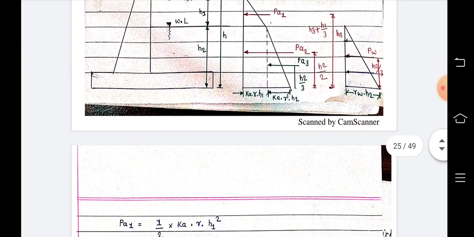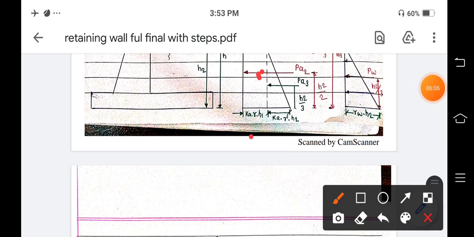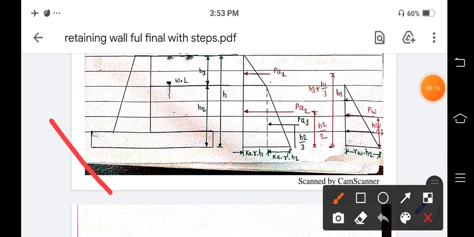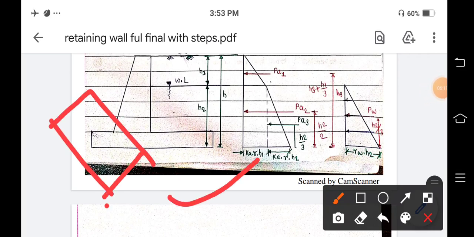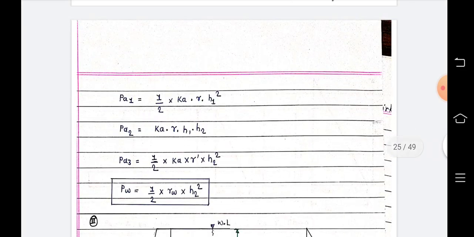Second case, that is the area of this rectangle. Ka gamma H1 is the base height, and this total height means this rectangle is of this height, that is Ka gamma H1, and this height is H2. So our total pressure, that is PA2, is Ka gamma H1 into H2. Calculate the area of this rectangle. Okay, so this is Ka gamma H1 into H2.